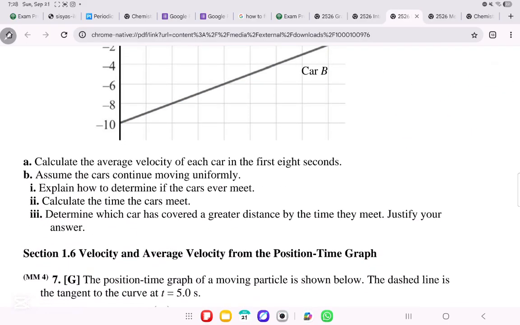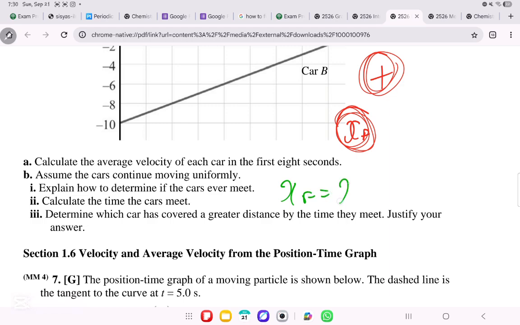Now calculate the time at which the cars meet. Now there's 2 ways to solve this. The first way is to extend the graph and get the answer. The second way is to do what? We know that they both have the same final position, because they will meet, and the same time, because they will meet. So what can we say? We can say that x final is equal to x initial plus velocity times time.